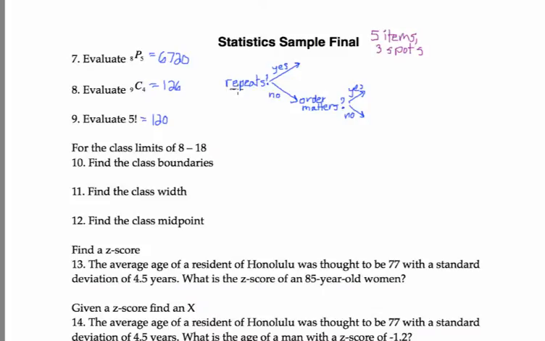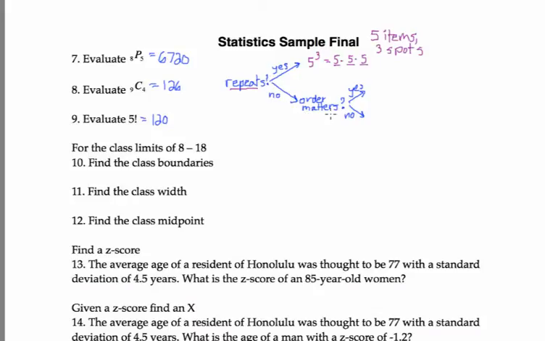First question you ask is, are there any repeats? Are repeats allowed? If they are, then you would do 5 to the 3rd power. Or it's like saying, here are the 3 spots. How many choices for the first spot? 5. How many choices for the second spot? 5. How many choices for the third spot? 5.